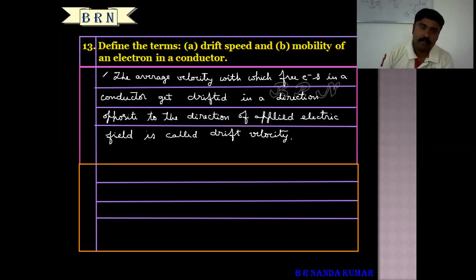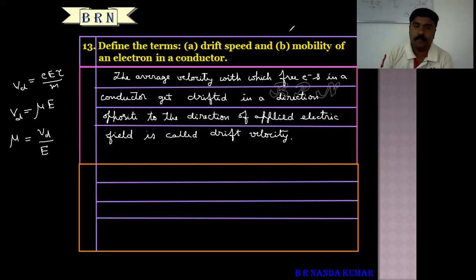Okay, so you all know the mathematical expression for drift velocity. That is VD is equal to E tau divided by M. So this is a mathematical expression for drift velocity. So we take VD is equal to mu E. Mu means mobility. So mobility is the ratio of drift velocity of current carrier to the applied electric field. So what is the meaning of mobility?